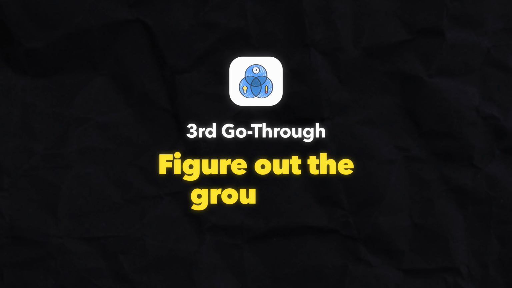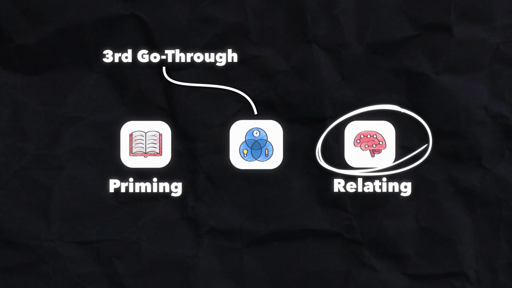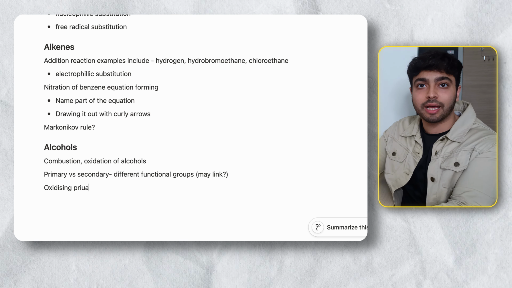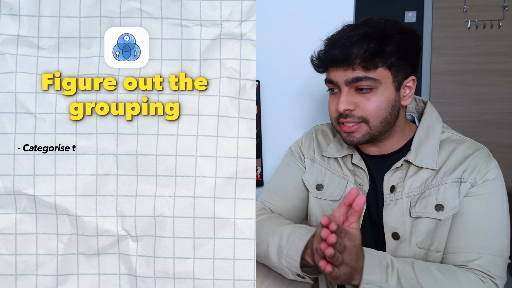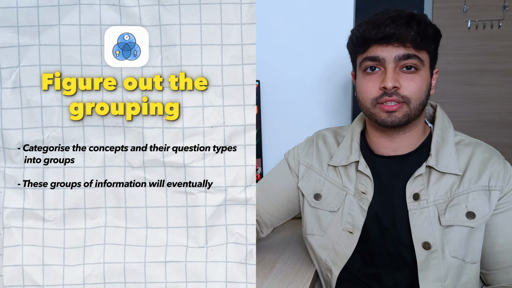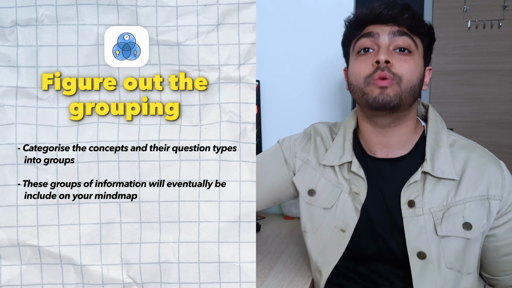The third go through, figuring out the grouping. This third go through is kind of the in-between step between the priming phase and the next phase, which is the relating phase of this method. And usually I've just done this while I was doing the second go through because I'm a bit faster, I think, at this point. But a lot of students find that third go through very useful, where they can look at the entire chapter, finalize their list of question types and concepts that they want to include on their mind map, and then they do this step, which is to categorize the concepts and all of the question types that we've listed into groups. Because this categorizing and grouping of information, these groups, is what we will be including on our mind map.